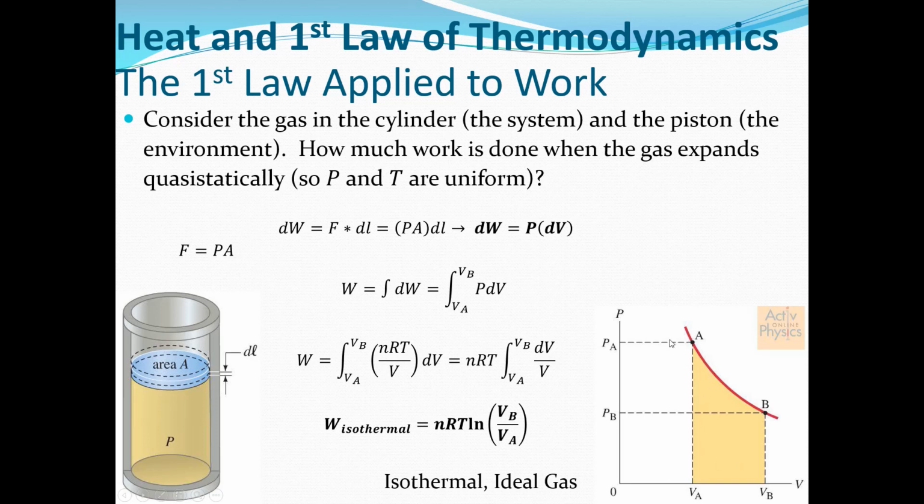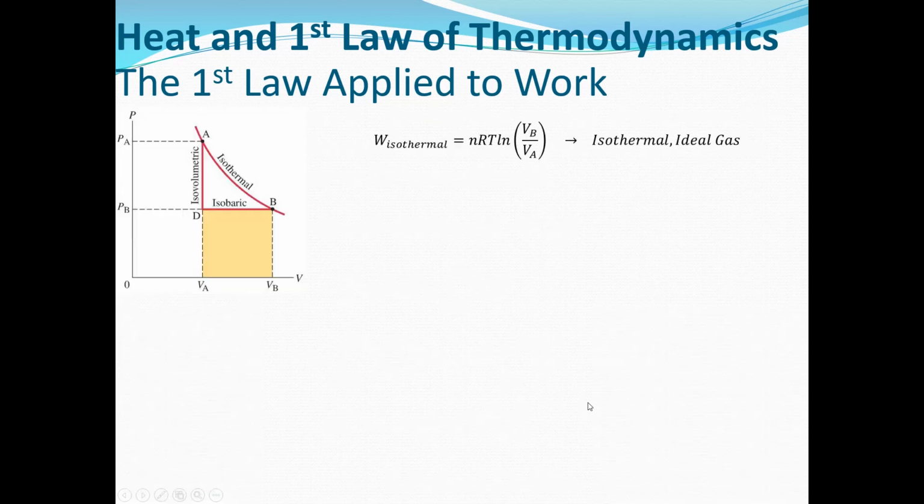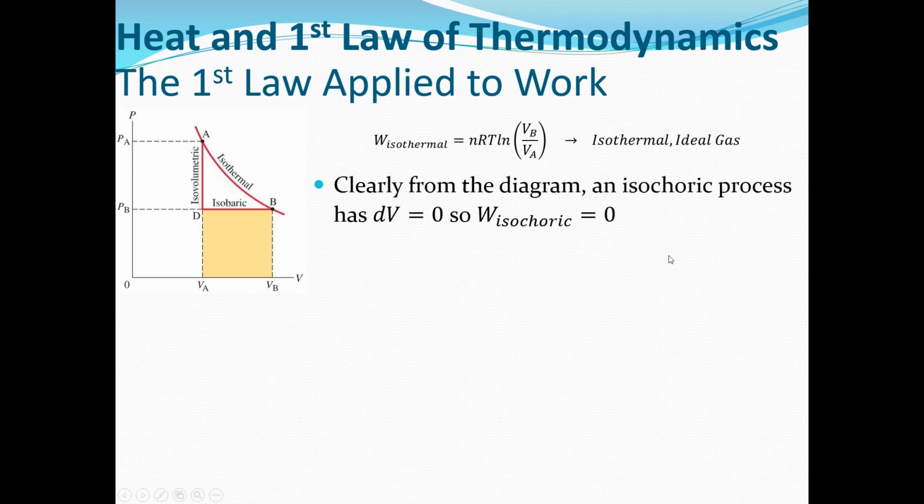Now, as you might be able to guess, some of the processes that we've talked about are going to be easier to find work for than others. But for now, this is one equation that we have for the work for an isothermal process. Now, if we look at this situation, we're going from A to B. We have two different ways to go: the isothermal way and the isovolumetric, isobaric way.